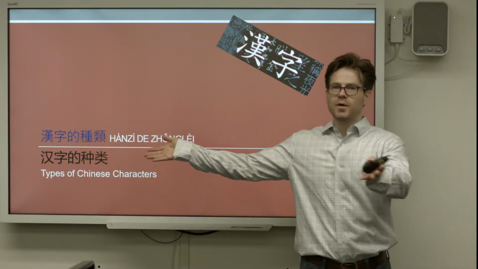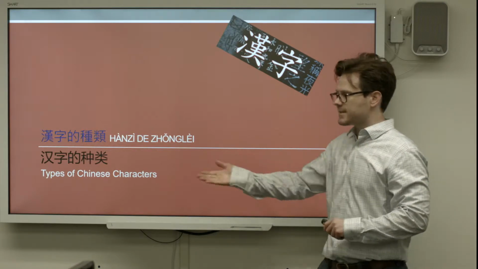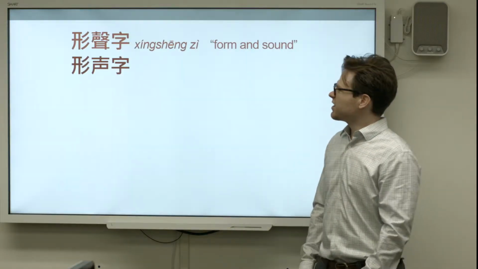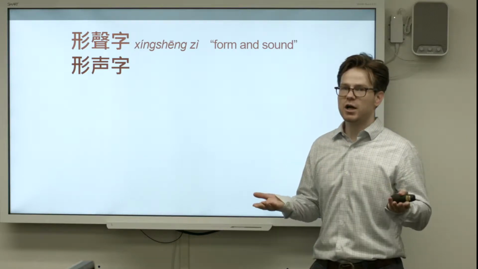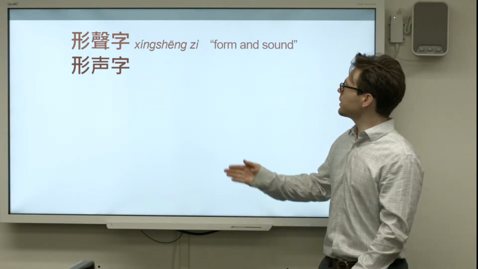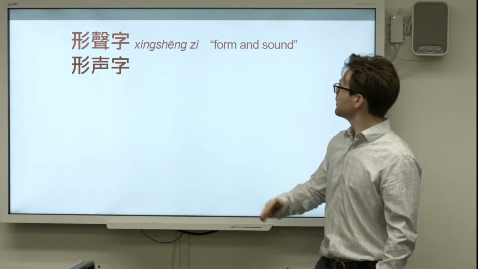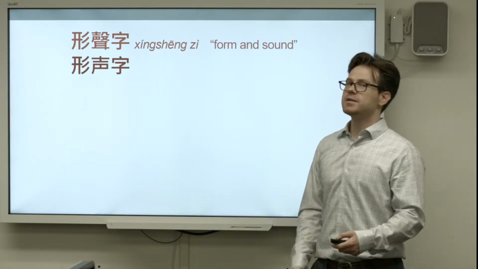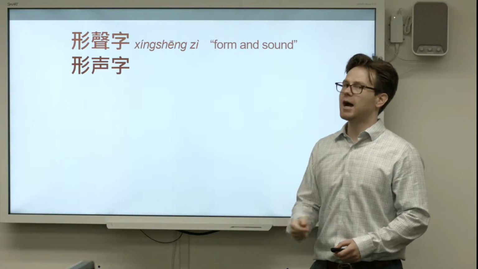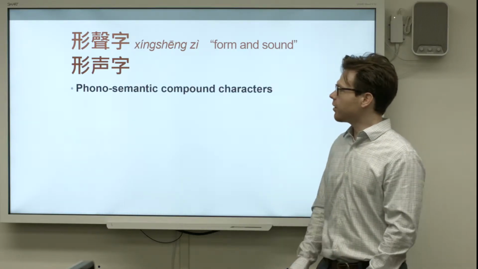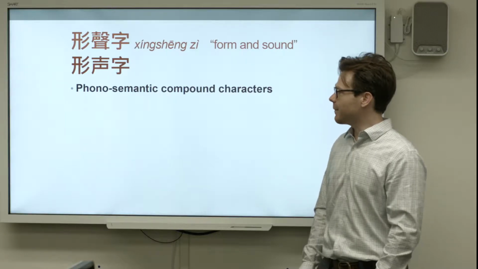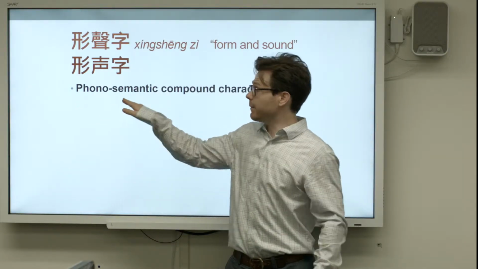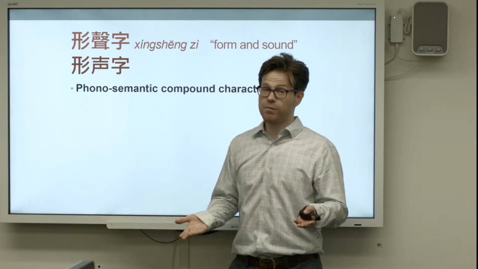大家好, the fourth video in our 汉字的种类 series, types of Chinese characters, is about 形声字. 形声字 literally means form, 形, and sound, 声, 字, character. These are the most important and most common type of Chinese characters. They're called phono-semantic compound characters. So phono meaning sound, semantic meaning meaning or form.